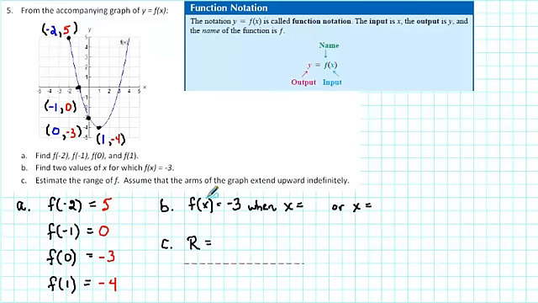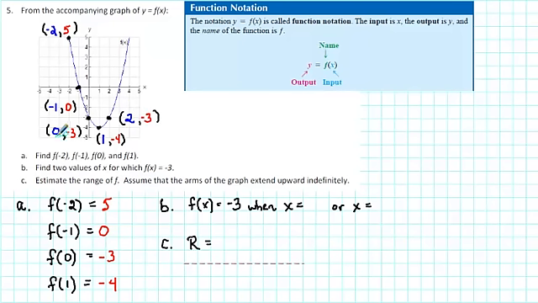Part B is a little bit different. We're given that f of x is equal to negative 3, and we're trying to find the two values of x that produce an output of negative 3. So instead of locating negative 3 on the x-axis, what we'll do is locate negative 3 on the y-axis, and we'll look horizontally across and find where that intersects the graph. So here's negative 3 on the y-axis. There's one point on the graph of the function here, but if we look horizontally across, we see that there's a second point. And the coordinates of this point are 2 and negative 3.